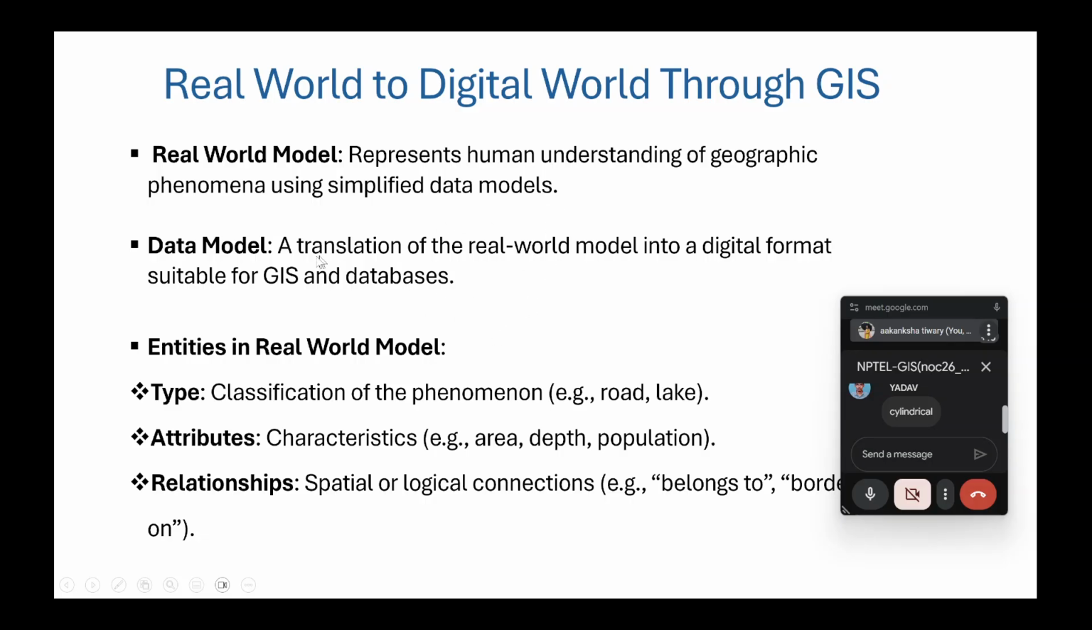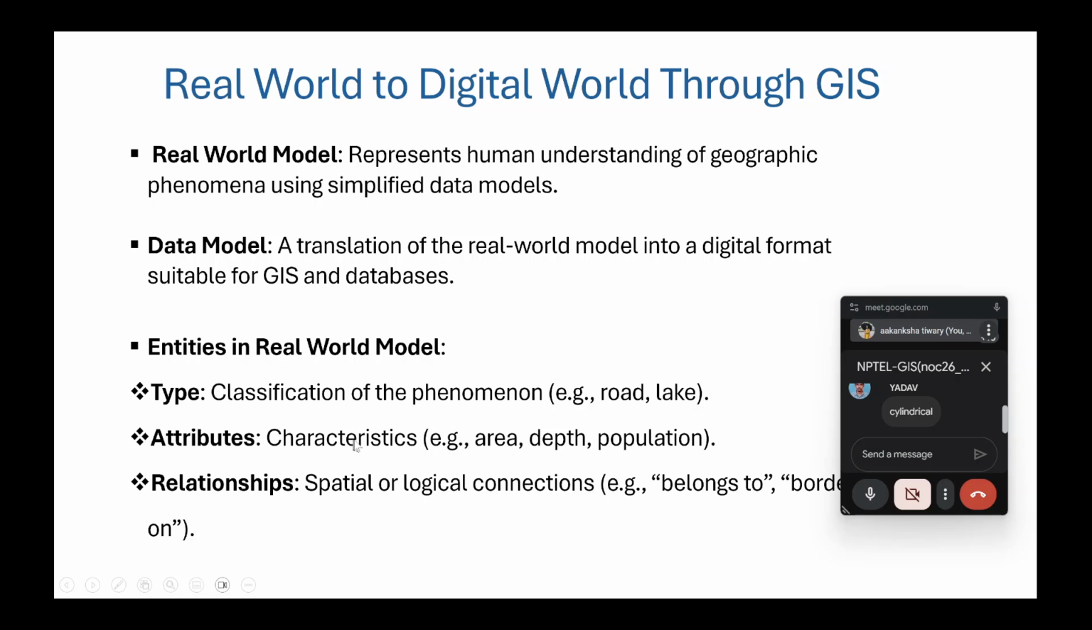Okay, now what is a data model? So a data model is the translation of the real world model into digital format, which is suitable for GIS and database. Okay, so if you are making a model of the real world, that model must be suitable for GIS. So it can be either raster data or vector data. These types of data sets should be there because GIS is compatible with these types of data sets and databases. Okay.